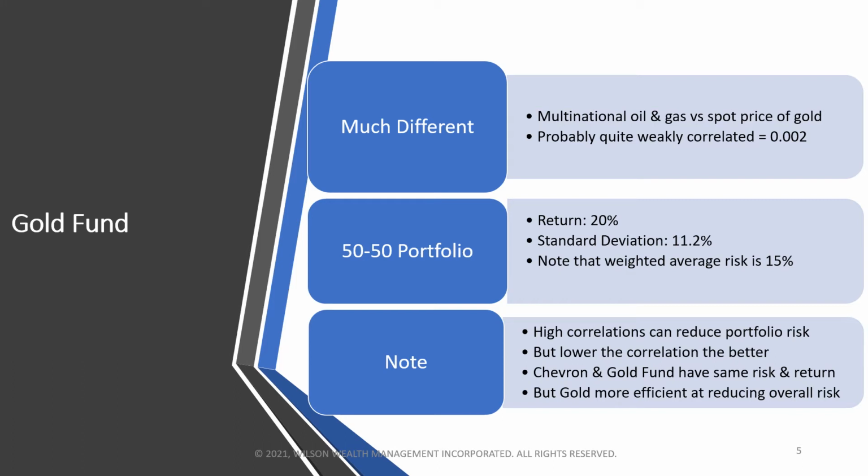Now let's look at the other investment option, the gold fund. Much different asset. Chevron and Exxon in many ways are the same company. And that gave us a 0.85 asset correlation, very similar. Much different between a gold fund, in this case just assessing the spot price of gold, versus a multinational oil and gas company. We would expect the correlation to be quite weak relative to Chevron.